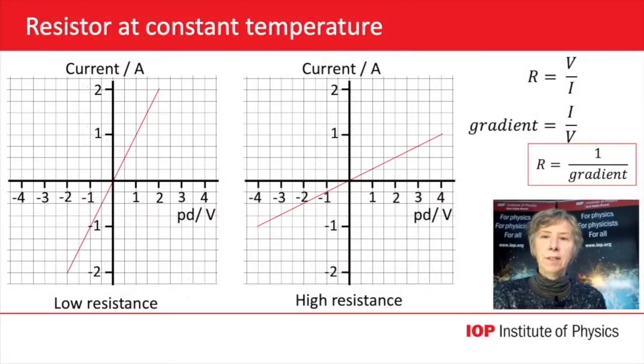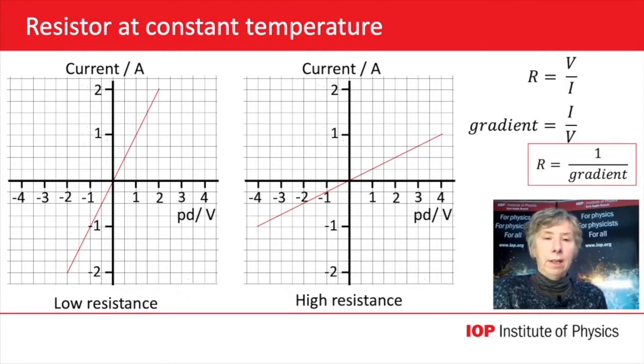A graph of current against potential difference for a resistor at constant temperature should be a straight line through the origin. Students need to recognise that any straight line through the origin means that the variables on the two axes are directly proportional to one another. In this case, the current is directly proportional to the potential difference across the resistor.